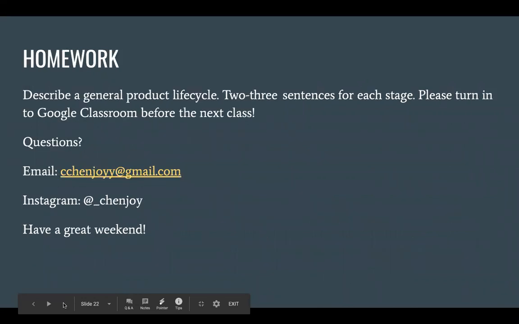So, the homework for next class is to describe a general product lifecycle. Write 2 to 3 sentences or more for each stage. Please turn it into Google Classroom before the next class. I'll make an assignment box thingy, and then you guys can turn it into the assignment box.